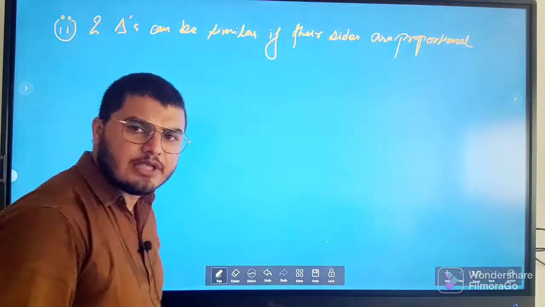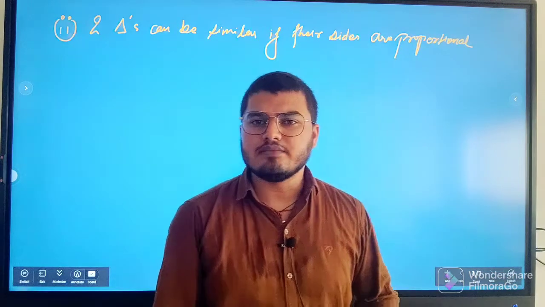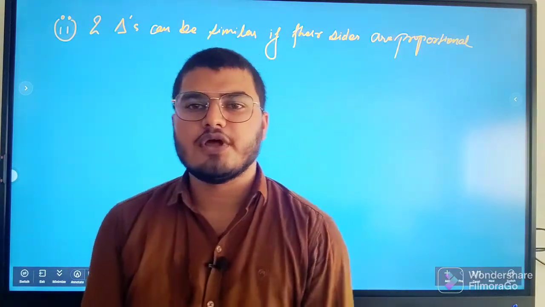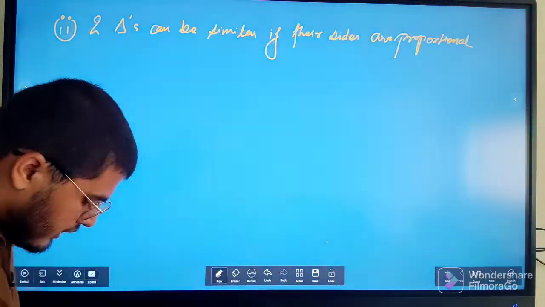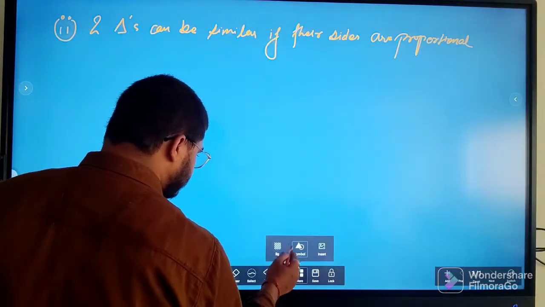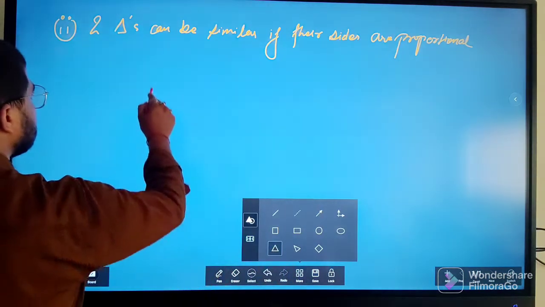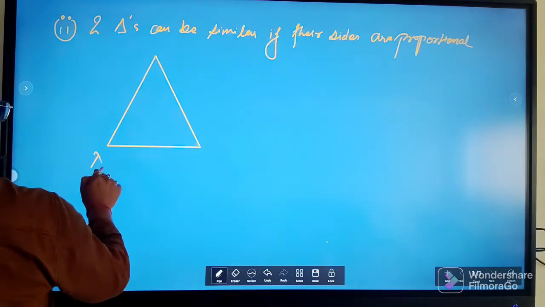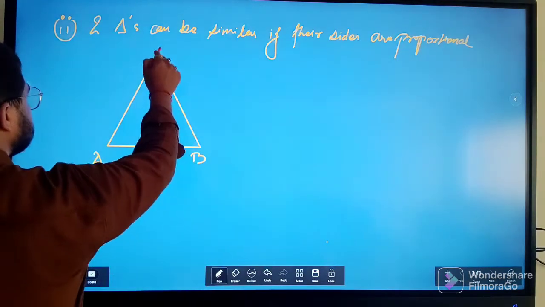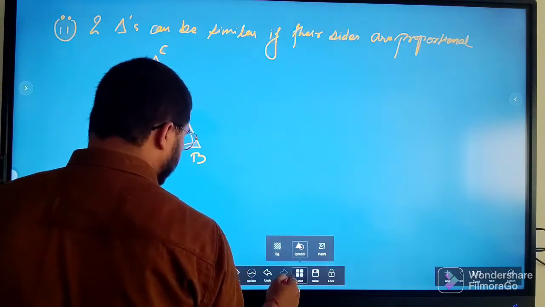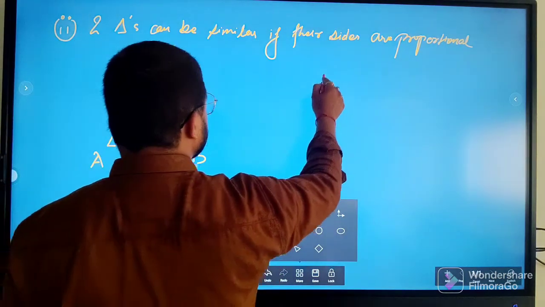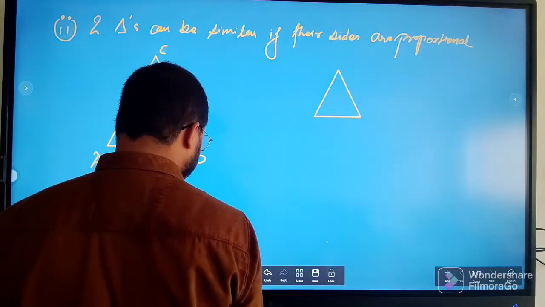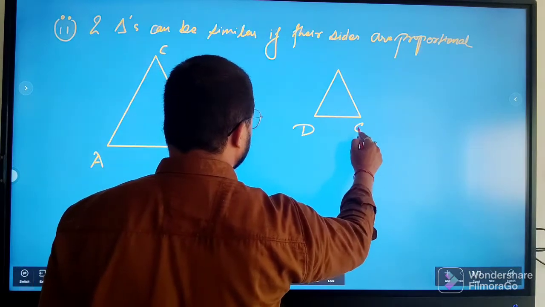By proportionality we mean what? By proportionality comes the sense of ratio. Yes, there comes the sense of ratio. So what we mean here is that if there is a triangle, let us name this triangle as A, B, C. There is another triangle, let us name this triangle as D, E, F.